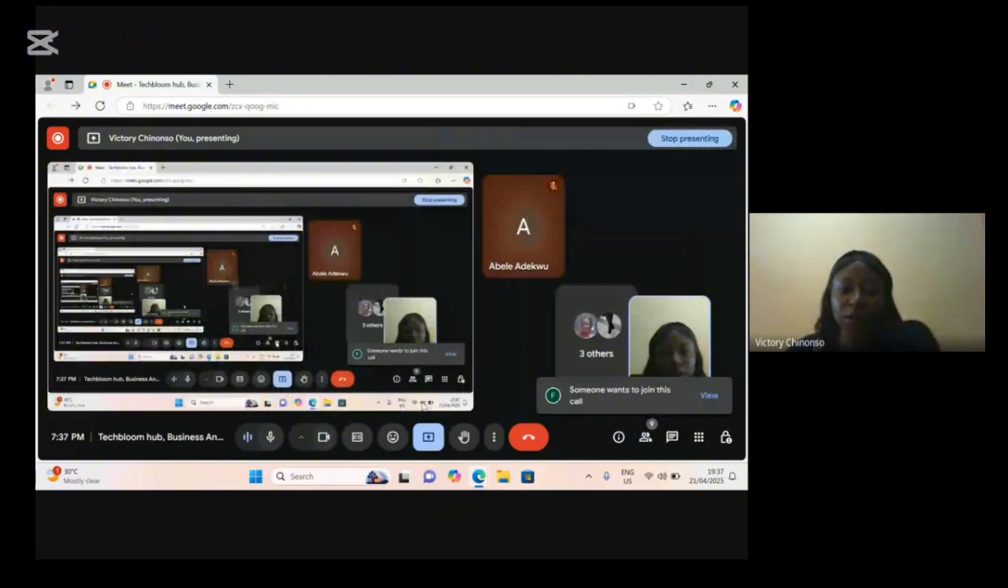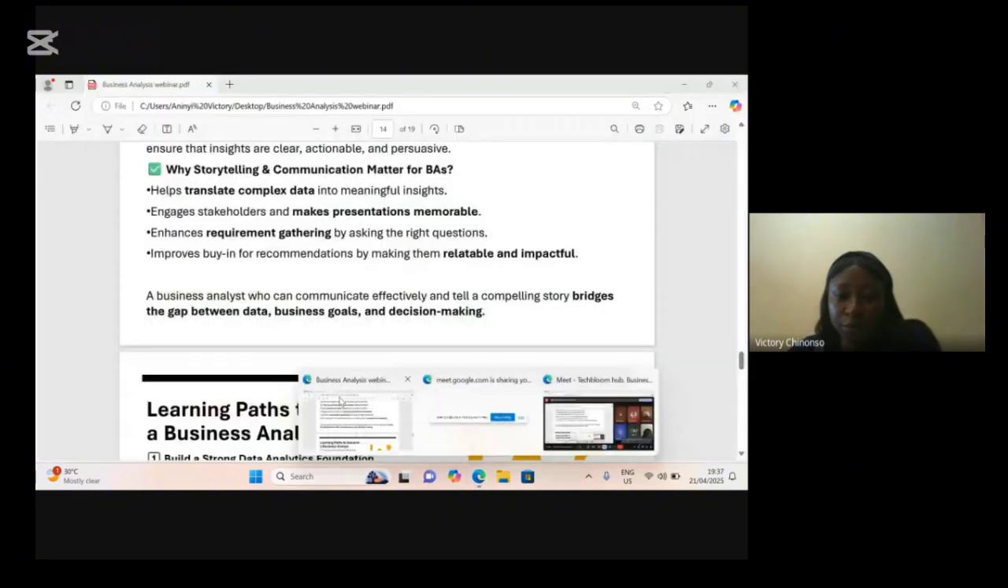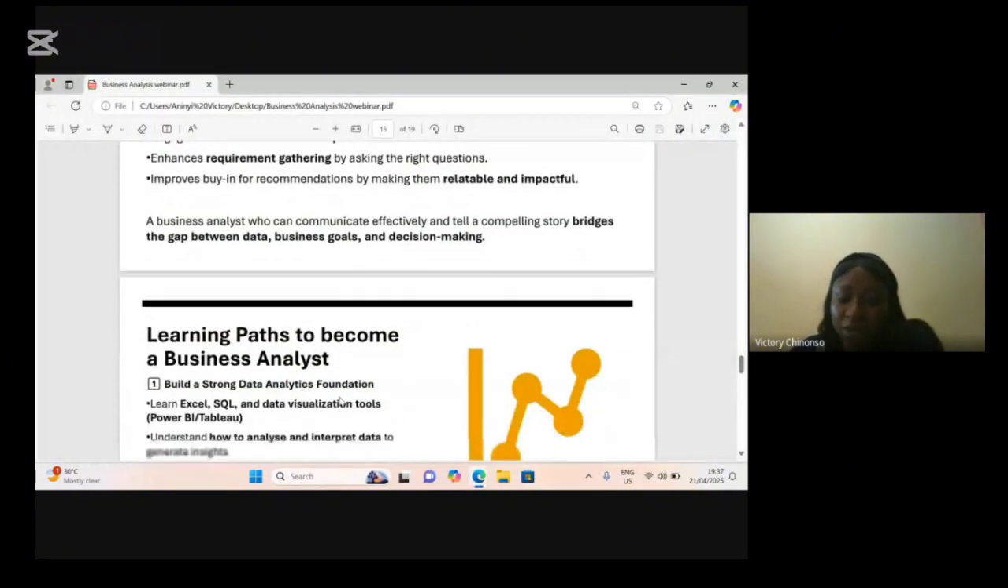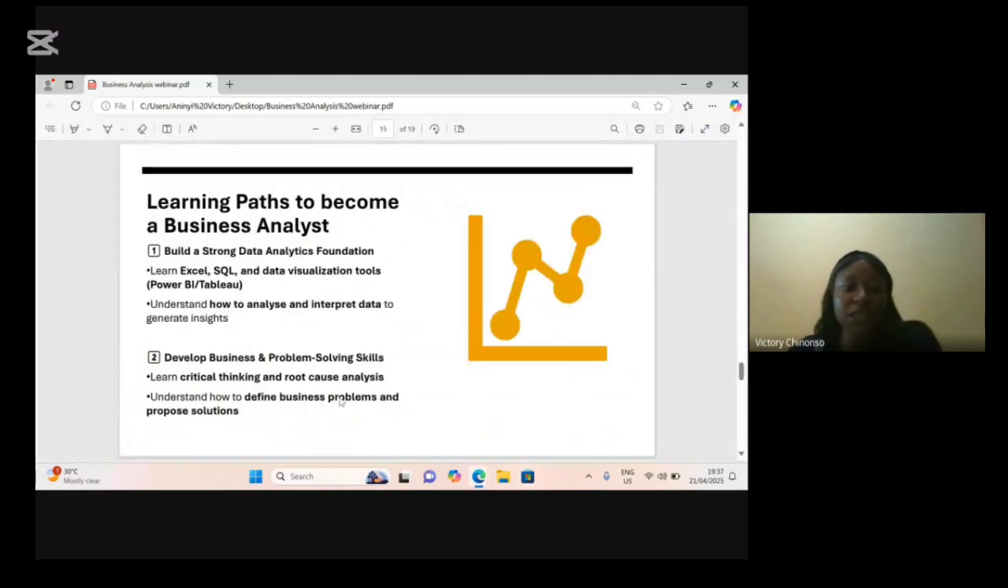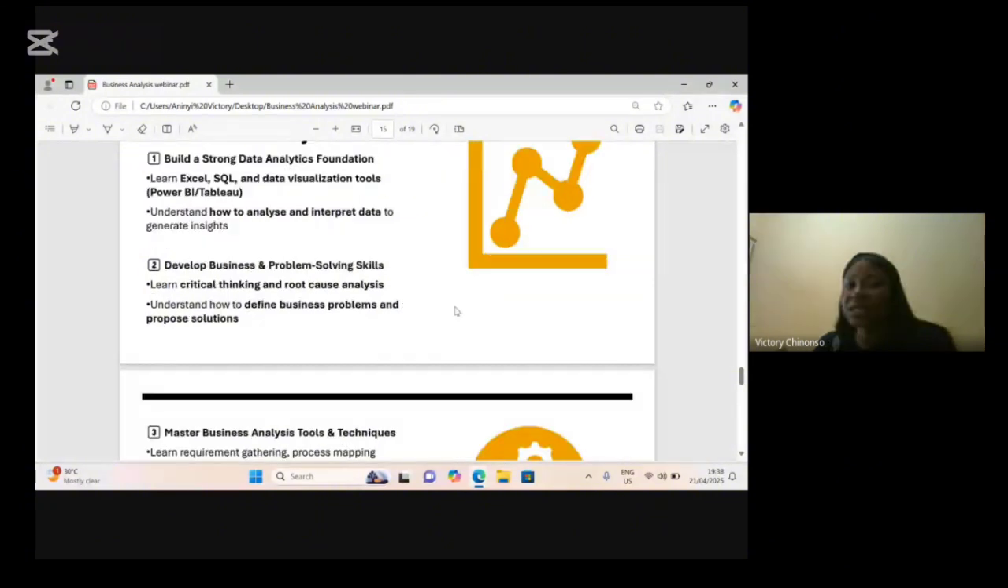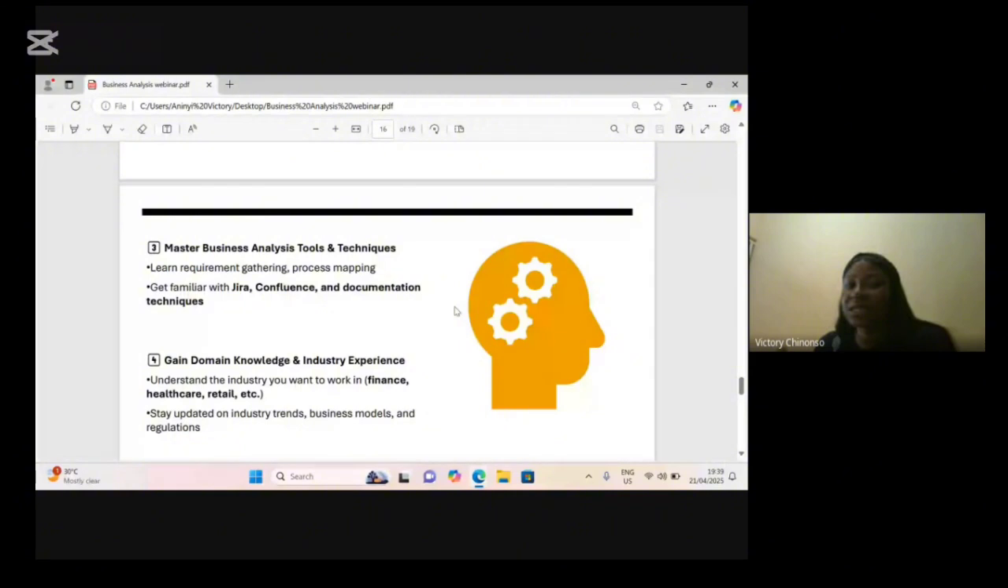I'm going to be talking about the learning path to become a business analyst. We talked about Jira, we talked about Confluence, we talked about even Asana, we talked about visualization tools and all of that. So it's very important that you master these tools and also gain domain knowledge and industry experience.